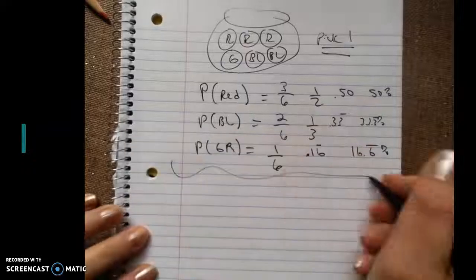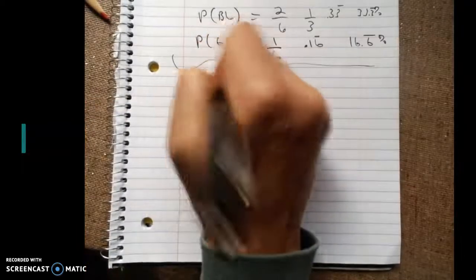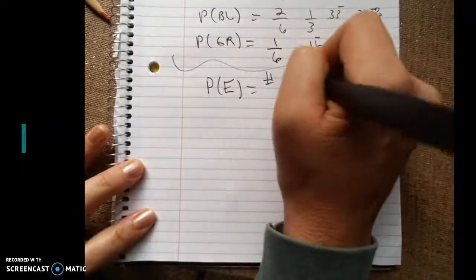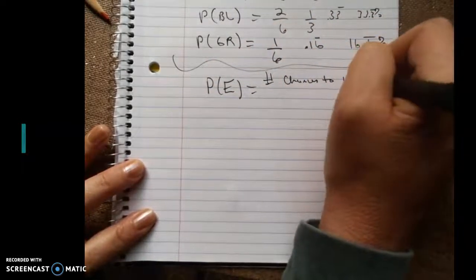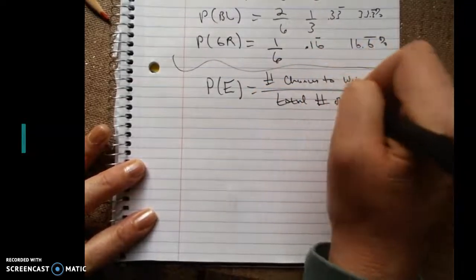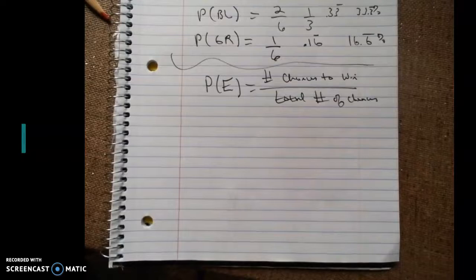Okay, we're going to move on with more probability. Again, the probability of an event is just the number of chances for the event to happen over the total number of chances. That's probability. We'll talk about odds in this video as well.